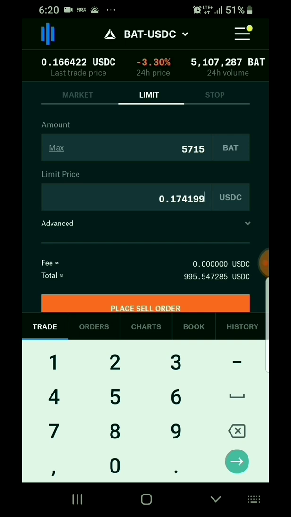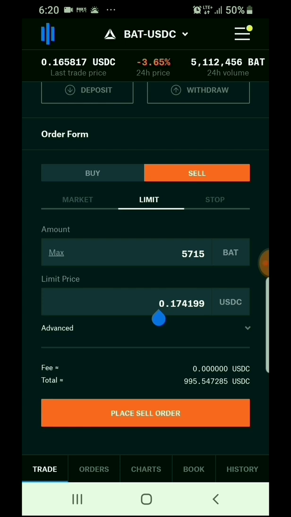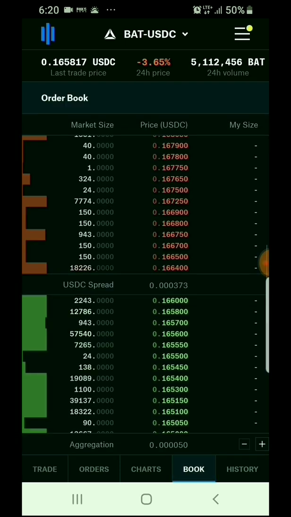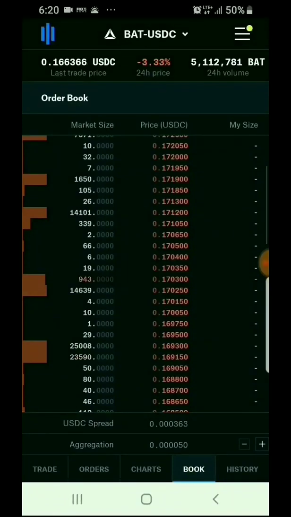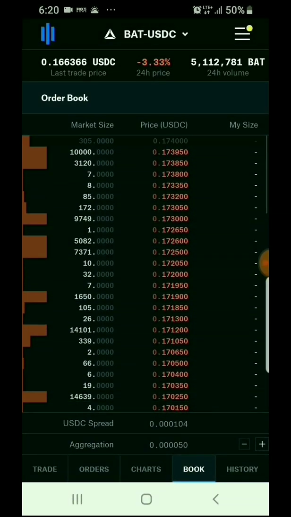This could fill in a couple of hours. As long as it fills within the next 24 hours, it'll allow me to do what I need to do as far as compounding daily. So my first target, I might have to make some adjustments, but right now I'm looking at 2.449% based on being able to sell it at 0.174199, okay? So I've got 5,000 tokens. Close that out. Let me go back to the book just to make sure nothing has changed in the last couple of seconds that I've been looking at this. Okay, 0.174.